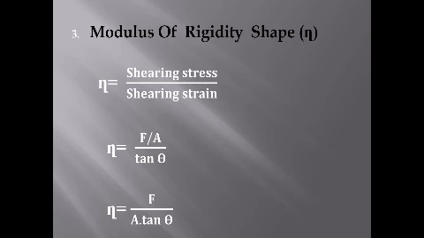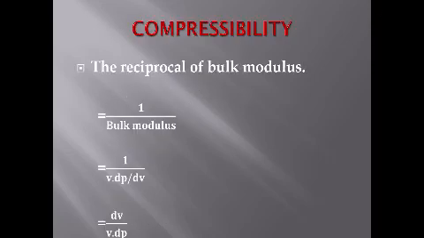The shearing stress is force per unit area, and as I already told, it is based on the angle. So according to this formula, we will get F upon A tan theta, and eta is equal to F upon A tan theta. This is the modulus of rigidity.